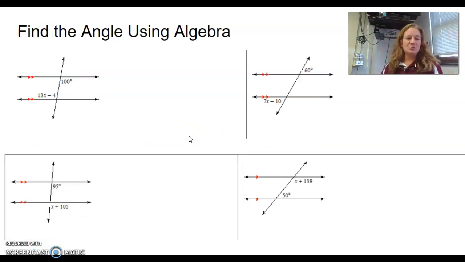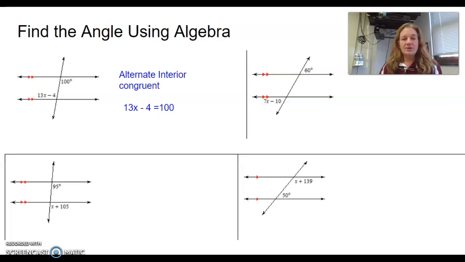We're going to look at algebra. So I'm looking at this same question though. Ask yourself, what kind of angles are these? Oh, these are alternate interior angles. So they are congruent. So one angle is equal to the other angle. So 13x minus 4 equals 100. X is equal to 8, but that's not what I'm asking. I am looking for x. So I want to check my answer. If I put 8 in, I will get 100 out, okay?